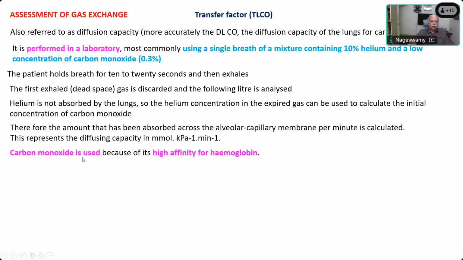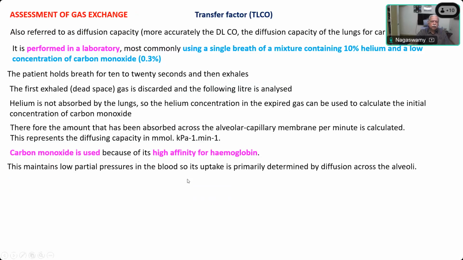And carbon monoxide, because of the high affinity for hemoglobin, has got 250 times more affinity than oxygen. That is why in smokers you have this carbon monoxide occurring. And it maintains low partial pressures in the blood so that it is taken up immediately, diffusing across the alveoli.